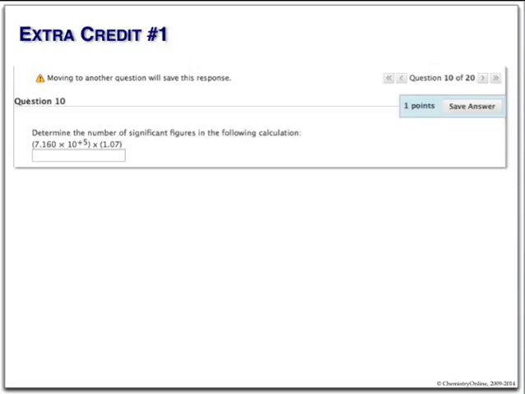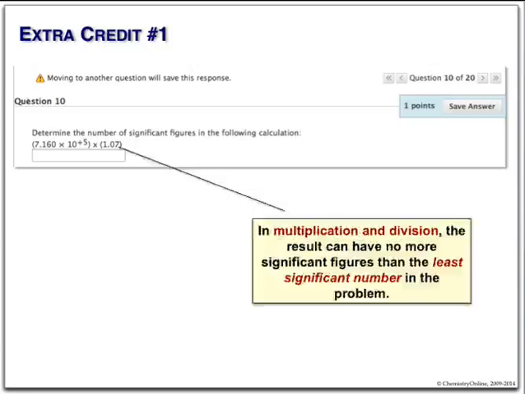Another multiplication. Once again, multiplication and division. You look for the least significant number. This one has 4, this one has 3, therefore 3 in your answer.